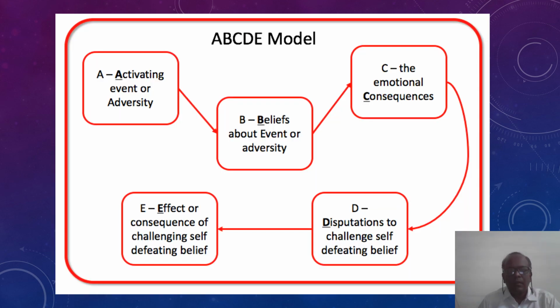situations. The ABCDE model involves A, an activating event or adversity; B is a belief about the event or adversity; C, the consequences of the belief; D is disputes to change the belief; and E, which is affecting new beliefs.